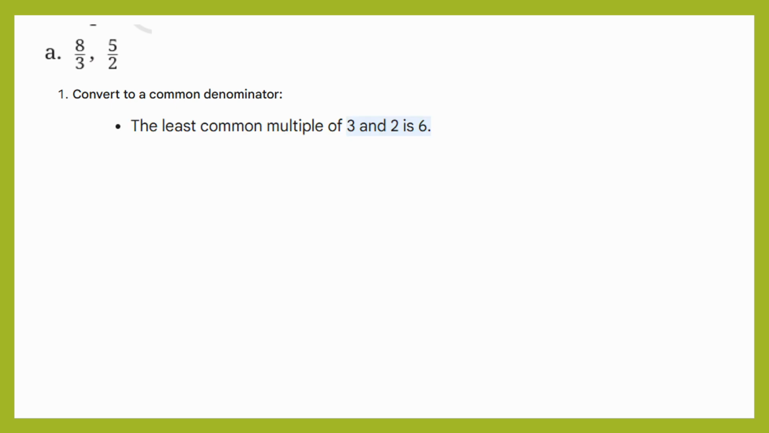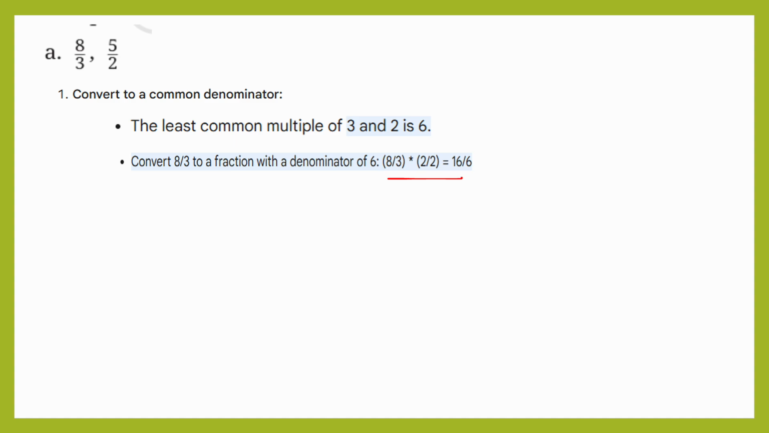8 by 3 and 5 by 2. So convert to a common denominator. The least common multiple of 3 and 2 is 3 into 2, which is 6. So convert 8 by 3 to a fraction with a denominator of 6. You multiply both numerator and denominator by 2. 8 by 3 into 2 by 2: 8 into 2 is 16, 3 into 2 is 6.